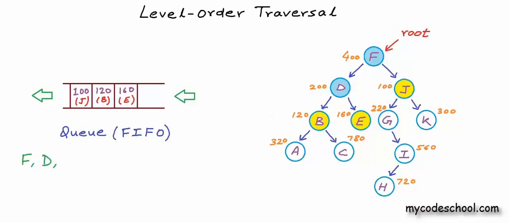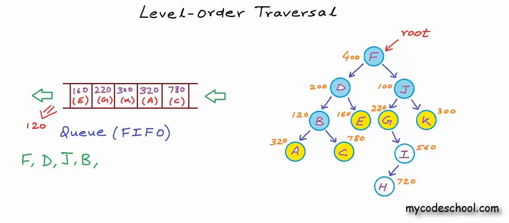And now we can take out the next node from front of queue. We'll visit it and enqueue its children. If we go on like this, all the nodes will be visited in the order that we are desiring. At this stage we can dequeue node at 120, visit it, and enqueue its children. So we will go on like this until all the nodes are visited and the queue is empty.